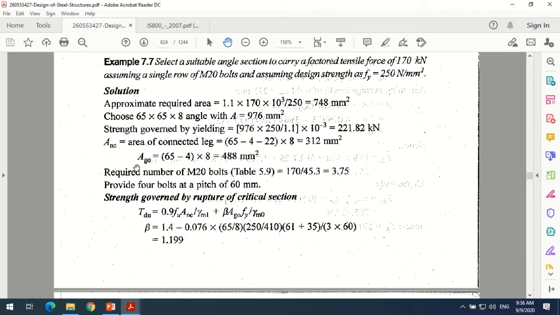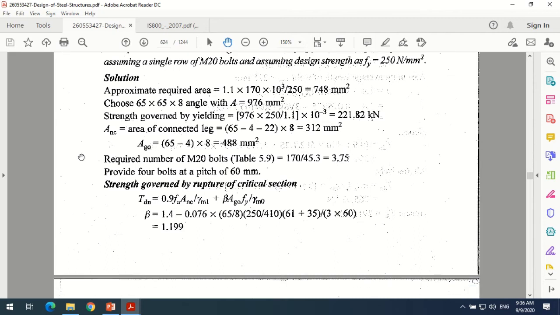This will give us Anc, the net area of the connected leg. Then Ago, the gross area of the outstanding leg. In case of Ago, we don't have any force being provided in the outstanding leg. What we have to do is take the width of the outstanding leg minus half the thickness, 8 by 2, into the thickness. This will be the length of the outstanding leg into the thickness. So that will be 488 mm square. These are the two areas, Anc and Ago values.